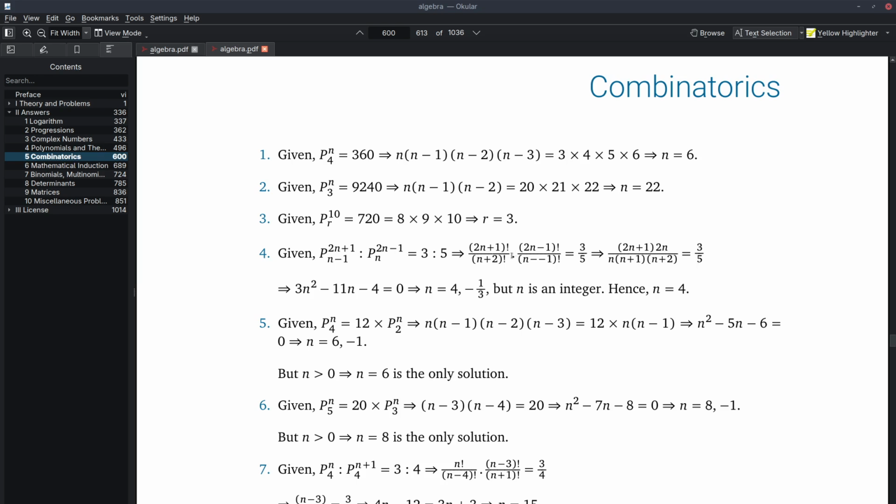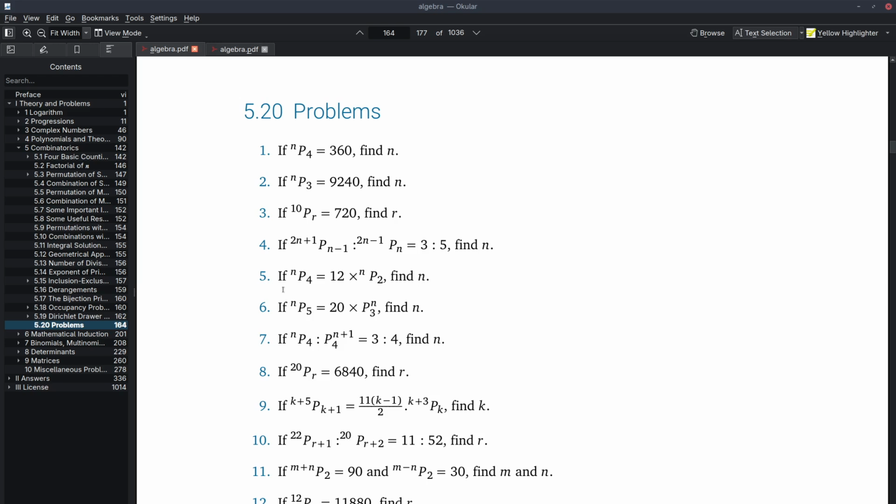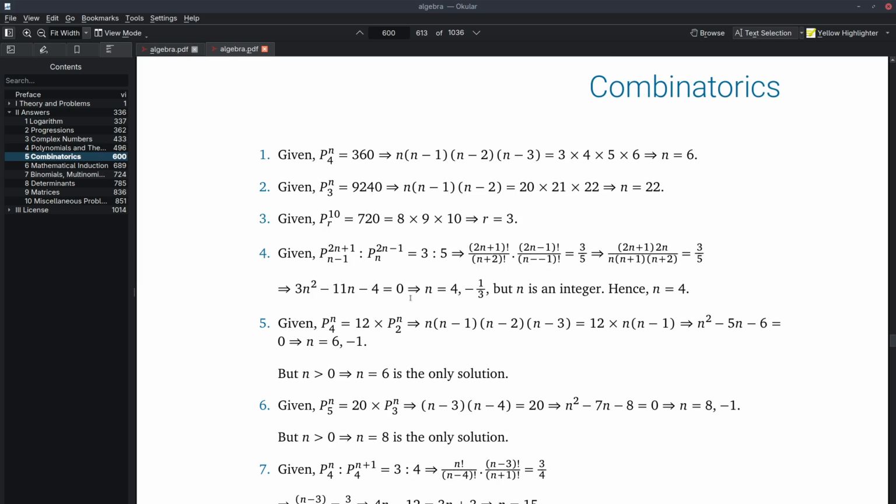There should be a division sign here. So there is a division sign here, and it is equal to 3 by 5. We get the quadratic equation 3n square minus 11n minus 4 is equal to 0. So n is equal to 4 or minus 1 by 3, but n is an integer, so n is equal to 4.